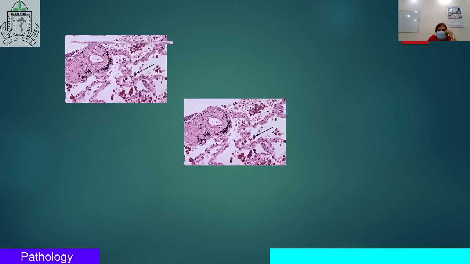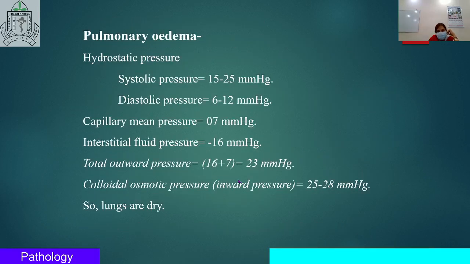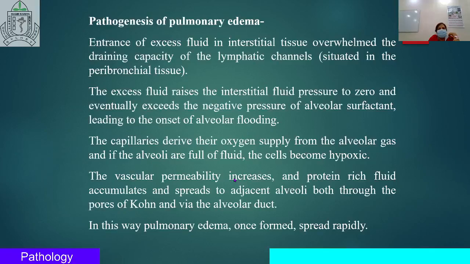And the figure is like that. Pulmonary edema. The alveolar spaces contain fluid instead of air, and the protein-rich fluid spreads through the pores of Kohn to the adjacent alveoli and spreads rapidly. The vascular permeability increases. These are all about edema.